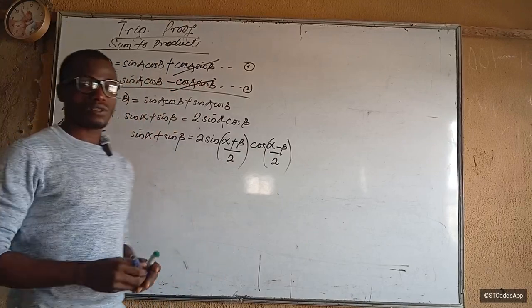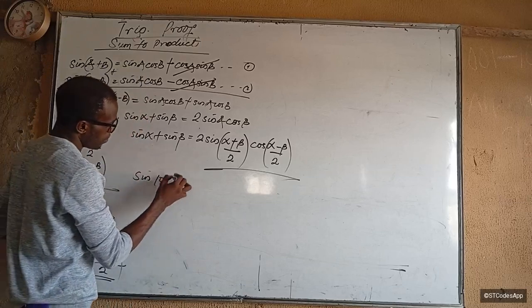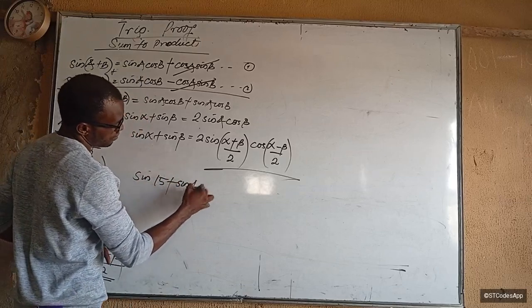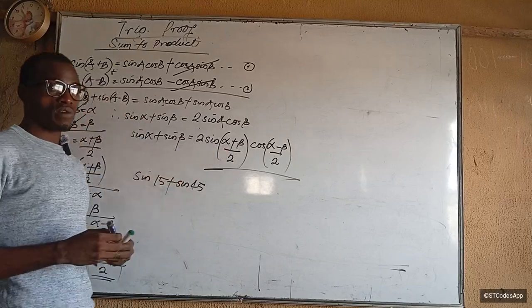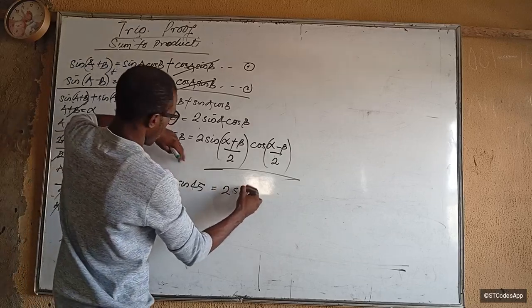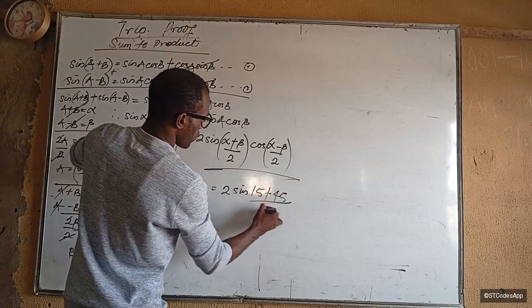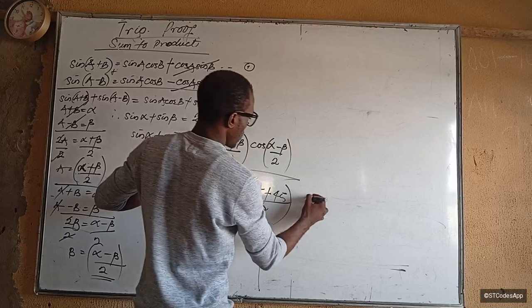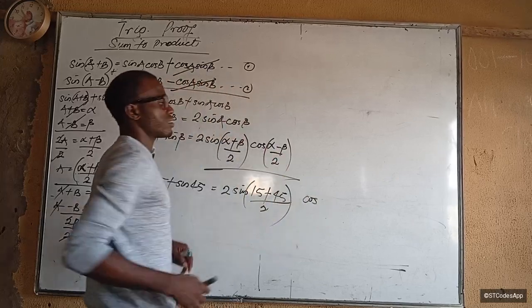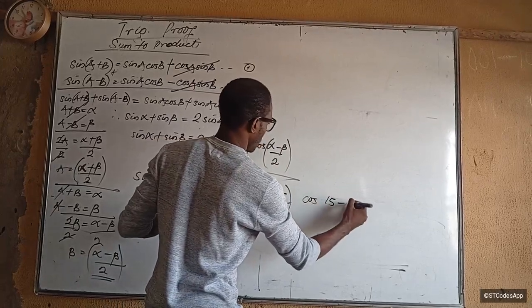Alright, so this brings us to the end of the video. So if you have, for example, sin 15 plus sin 45, we can use these to evaluate it. Is that clear? In this case, it will become 2 sin, what is alpha? 15 plus beta, which is 45, over 2. Then cosine, what is the alpha again? 15, this time minus beta.